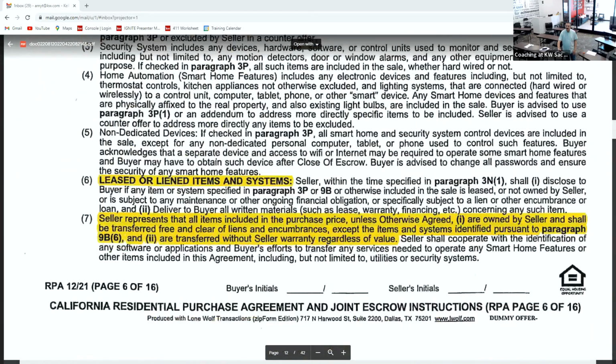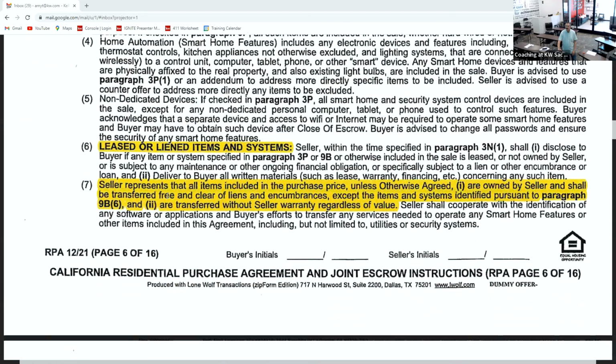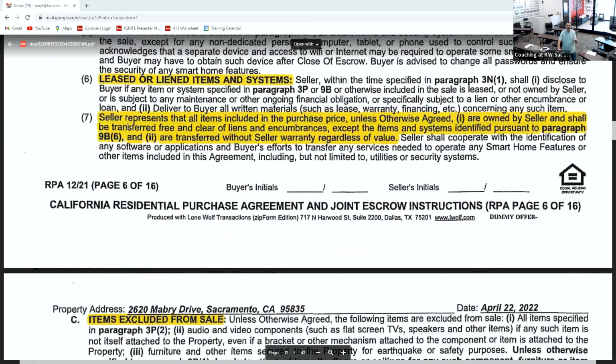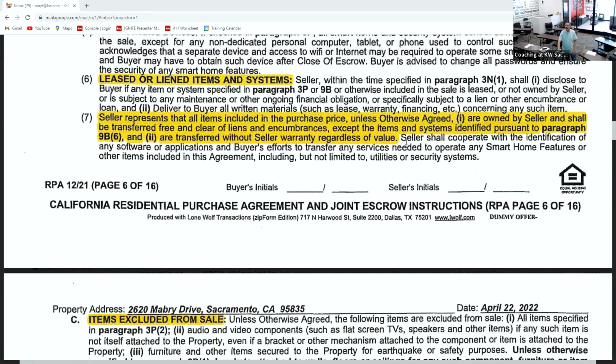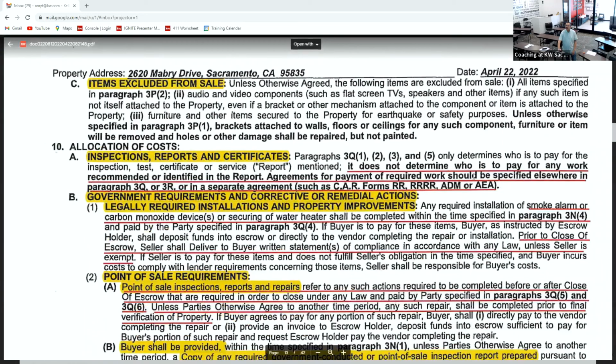Leased or lien items or systems, typically things like solar systems, leased alarm systems, things like that. Seller has to disclose that information to you, and then, if necessary, they either have to return it, pay it off, or have to accept a sign of it. Or, I should say, your client has to accept a sign of it.